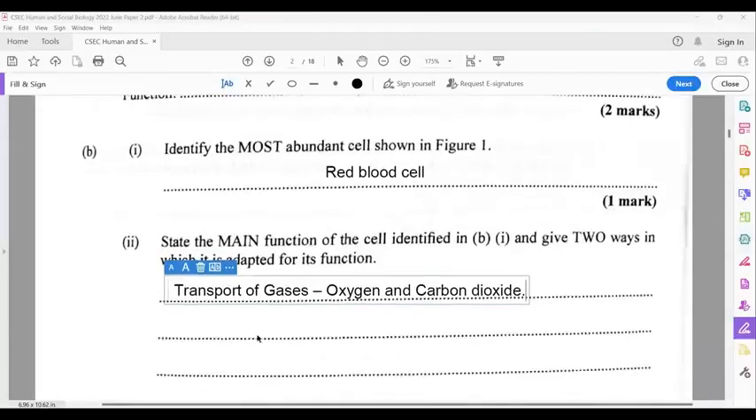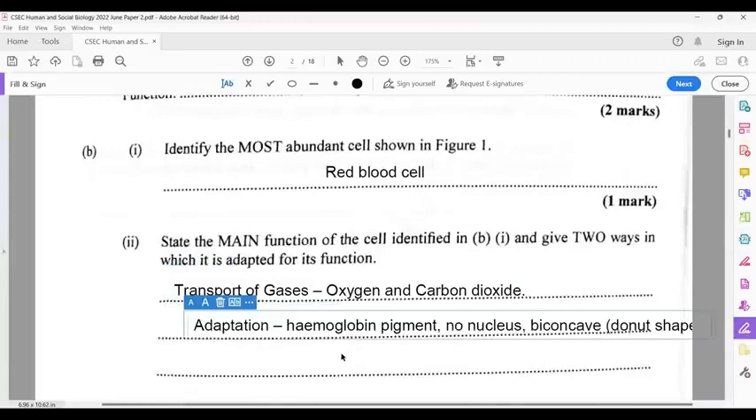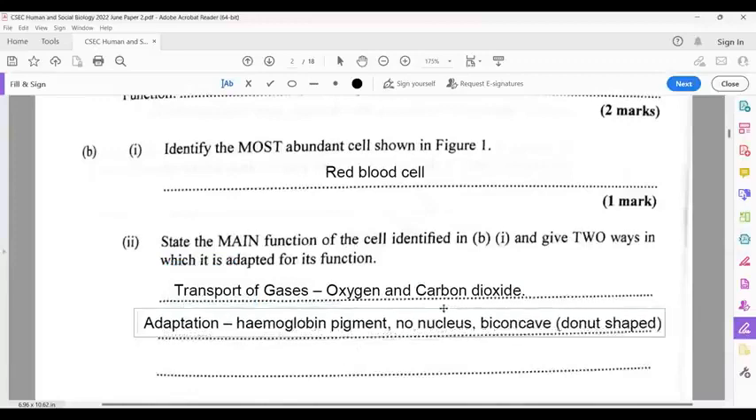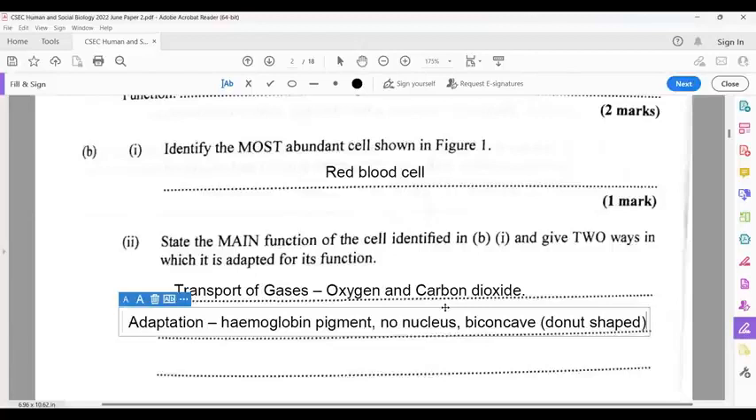They ask for 2 adaptations, and there are more than 2 adaptations. Hemoglobin pigment gives it its red color from the iron. They have no nucleus. They're biconcave, right? That donut shape. All of this helps in having more hemoglobin in the cell, right? Because you want to transport gases with the cell. So it makes sense that this cell does not have a nucleus. And there are other adaptations.